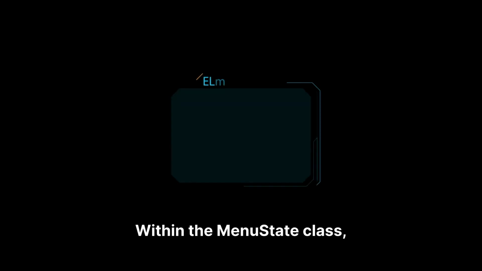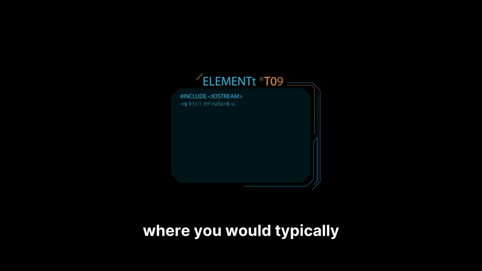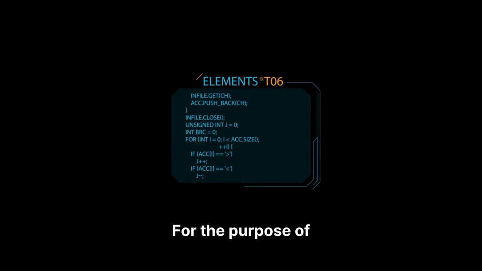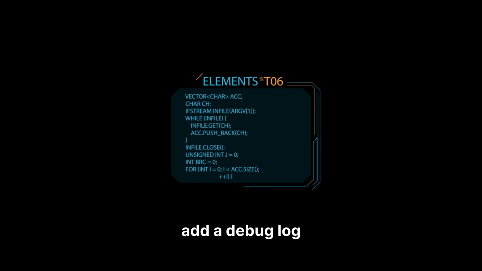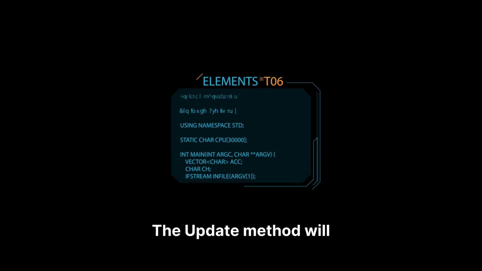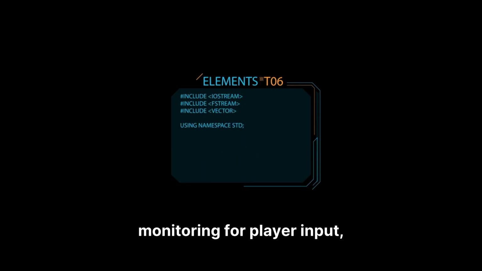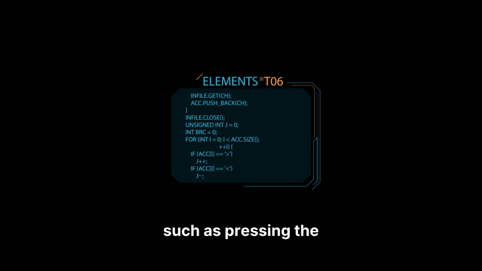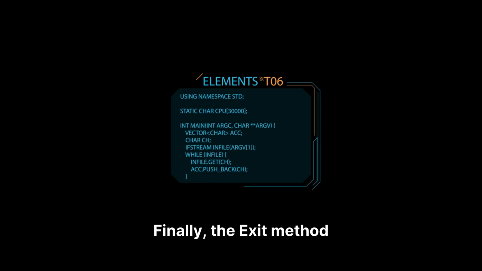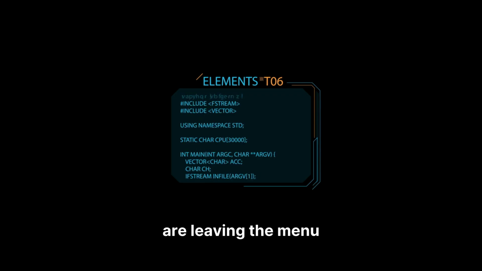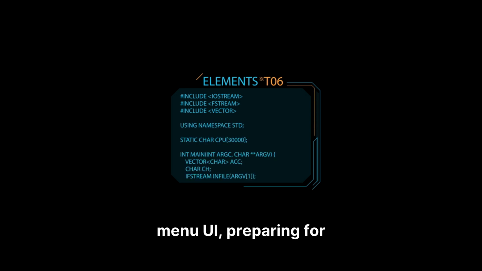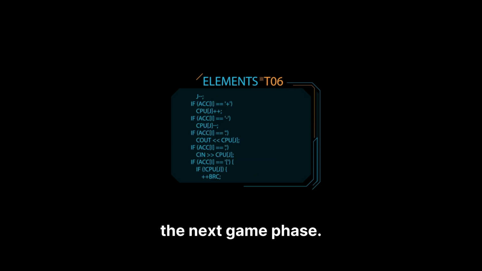Within the menu state class, the enter method is where you would typically activate and display your main menu user interface elements. For the purpose of this tutorial, we'll simply add a debug log message to confirm entry into this state. The update method will be responsible for continuously monitoring for player input, such as pressing the spacebar, which will then initiate a transition to the play state. Finally, the exit method will log that we are leaving the menu state and would be the appropriate place to disable or hide the menu UI, preparing for the next game phase.